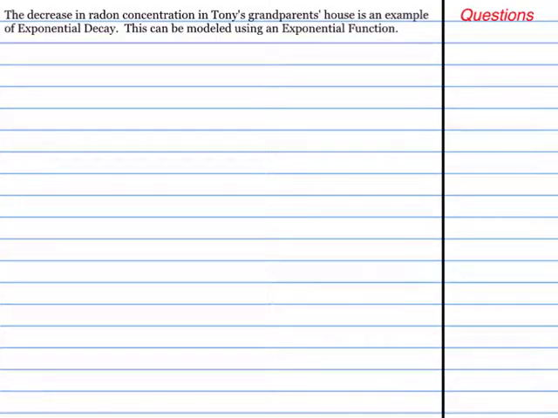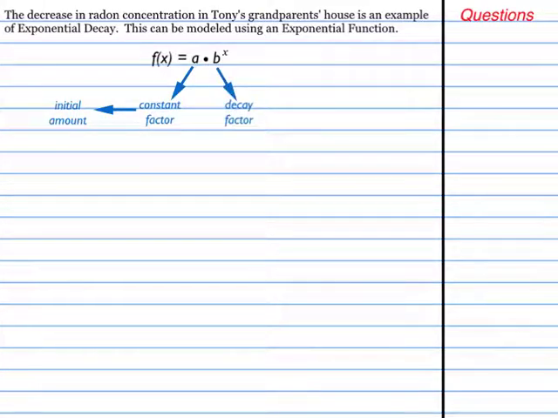So what you noticed about the decrease in the radon concentration in Tony's grandparents' house is an example of exponential decay. And this can still be modeled using an exponential function. We still have our f of x equals a times b to the x power, where a is our constant factor, which is also known as the initial amount that we're starting with, which in this case was 400.